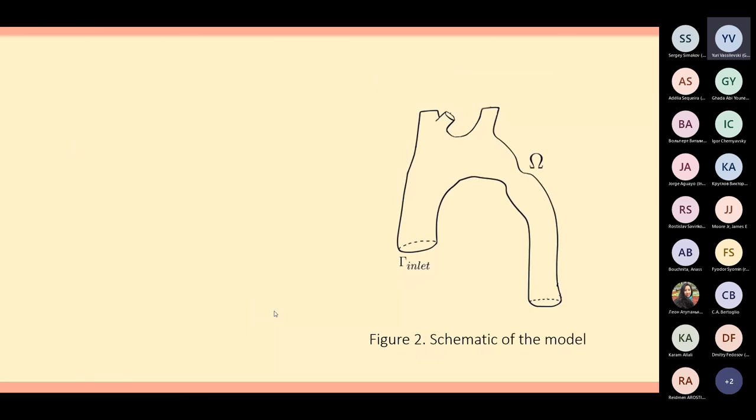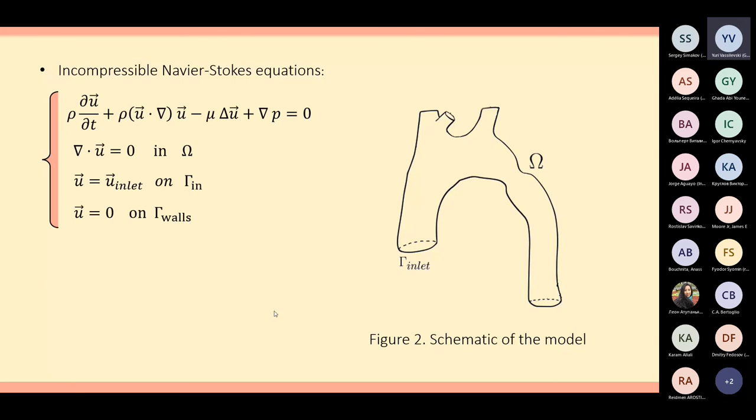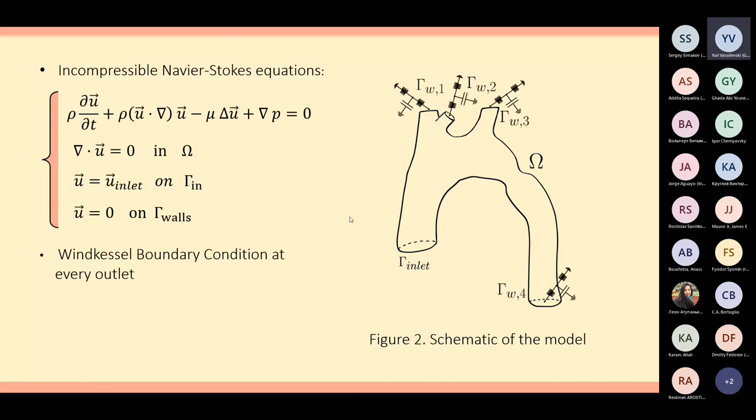In the volume part, we will assume an incompressible flow. So we'll have the Navier-Stokes equations here, the normal ones. We are also assuming rigid walls, and we're introducing a Dirichlet boundary condition for the flow in this gamma inlet. And in the outlets, we will introduce this reduced order modeling technique, very standard for this type of models, which is called the three-element Windkessel boundary condition. They can be represented as a circuit that I'm putting here, because they share the same equation.